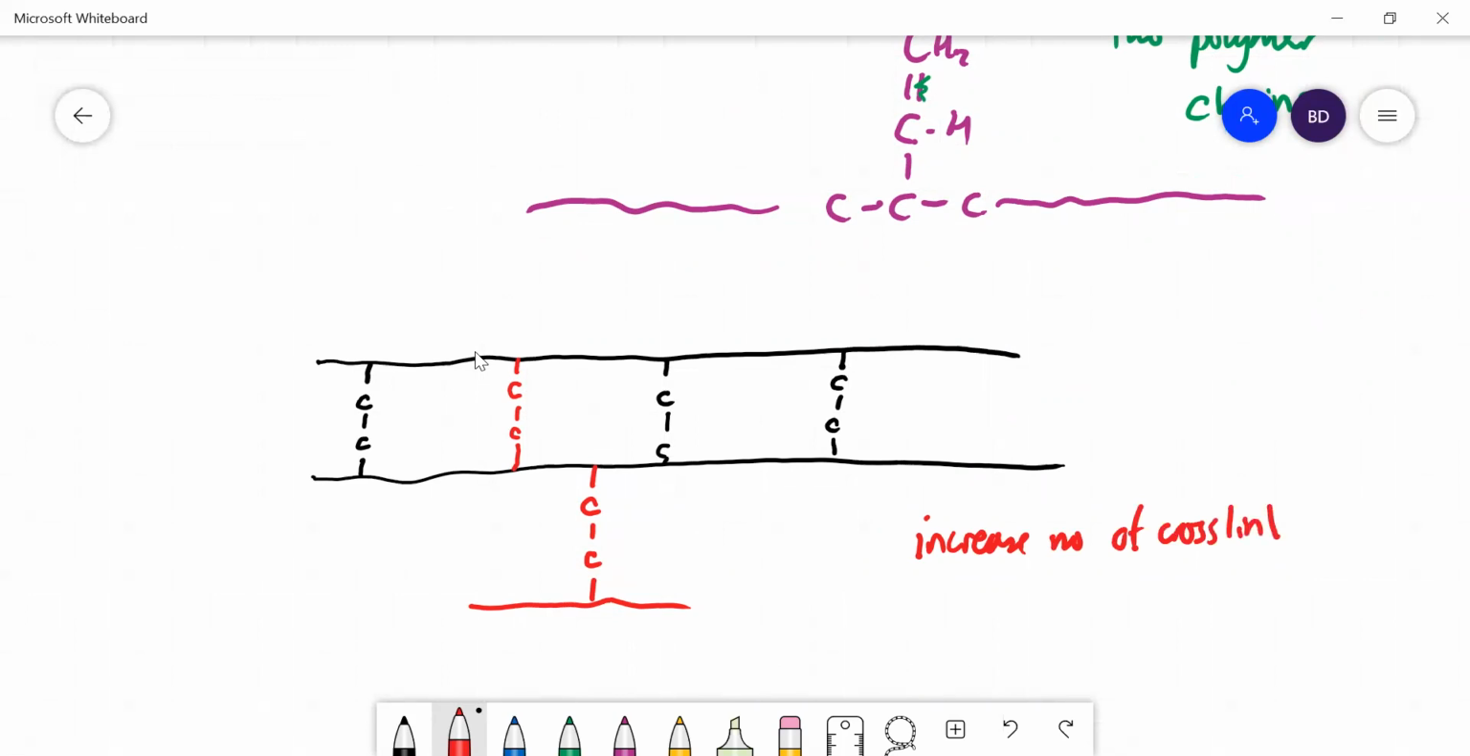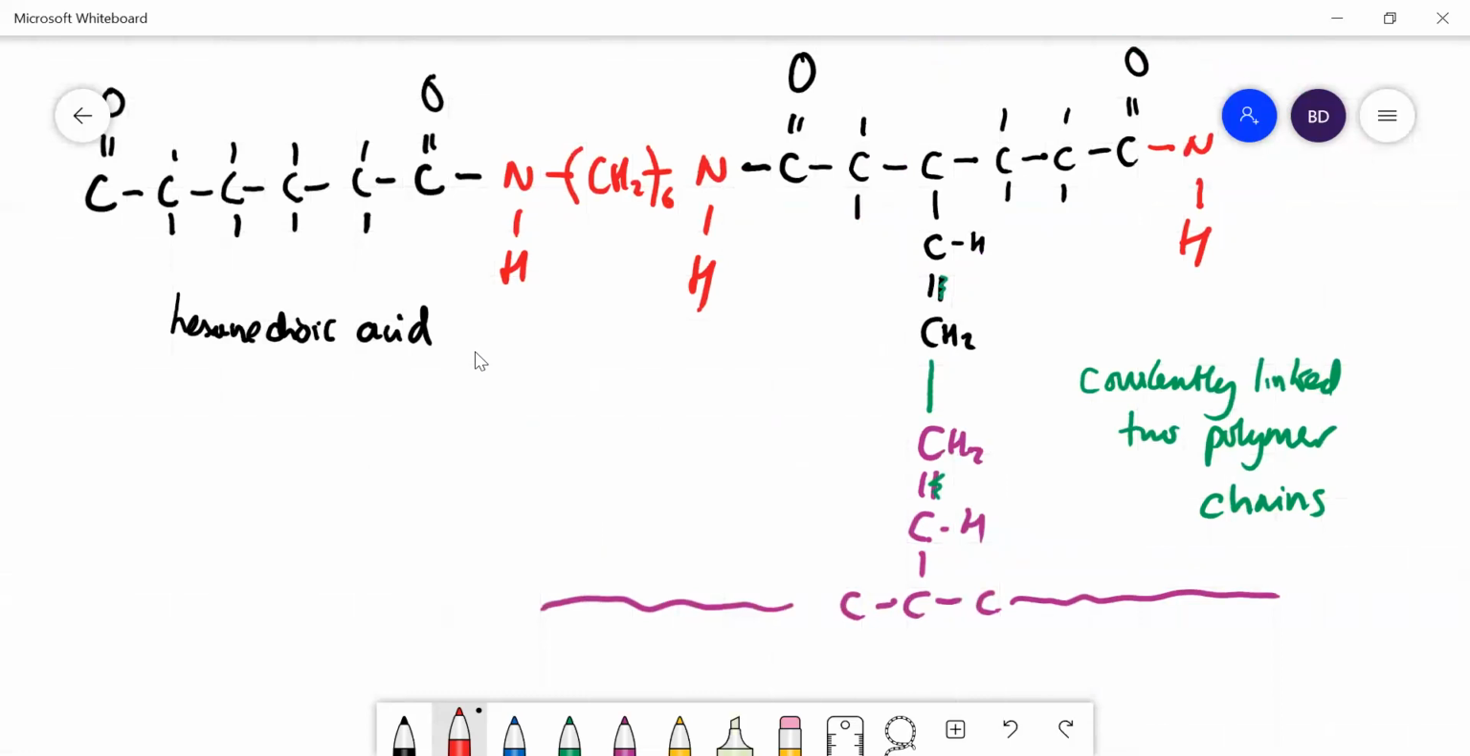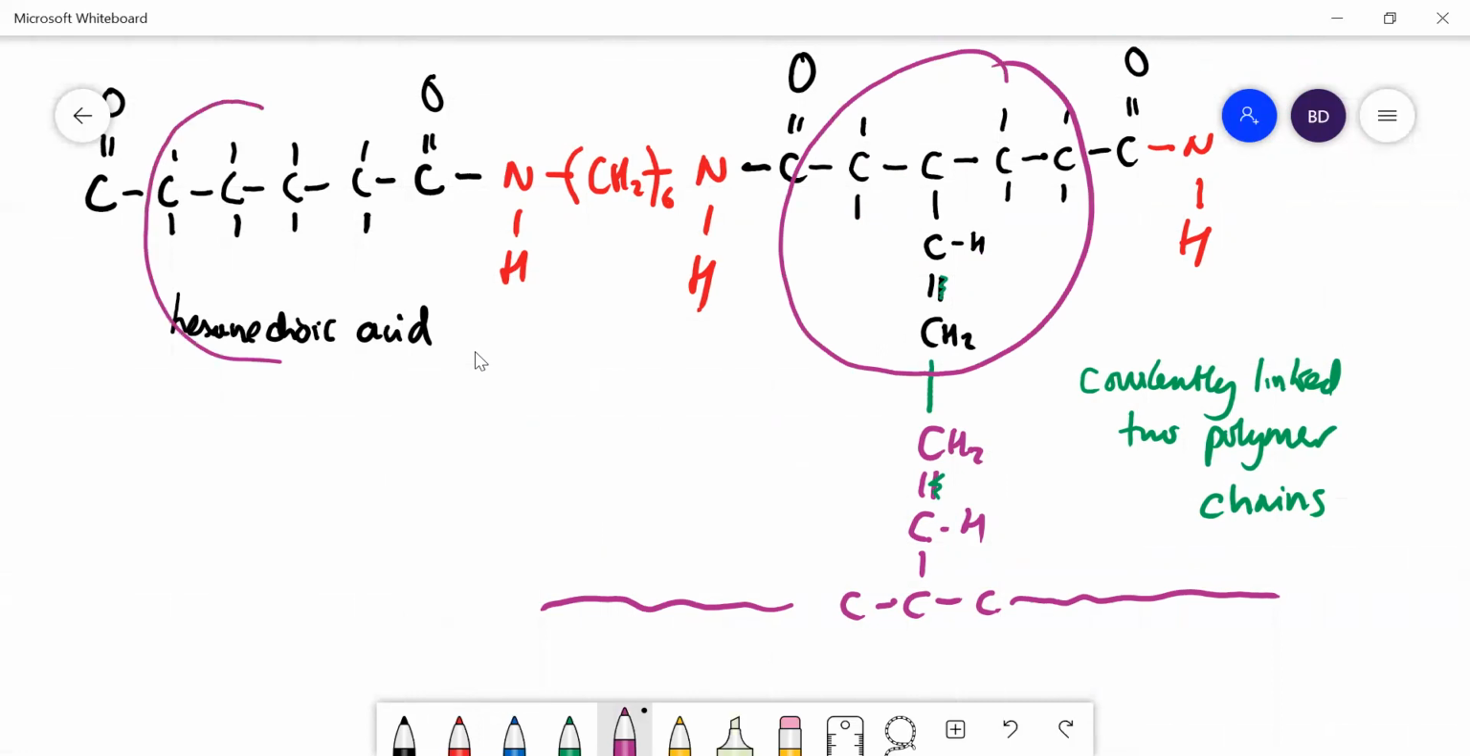Well, the way you could do that is in your copolymer, you'd have more of your hexane dioic acid with the side chain. So you'd increase the proportion of this monomer here, with that side chain on it. You'd have less of this one with no side chain on it and more of that one, and you're going to end up with more cross links.